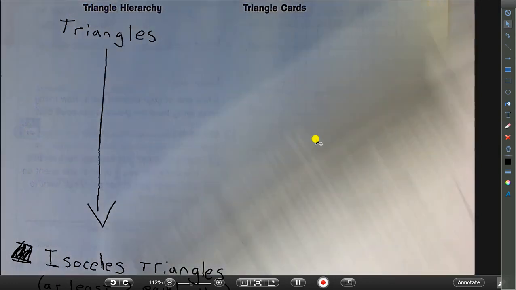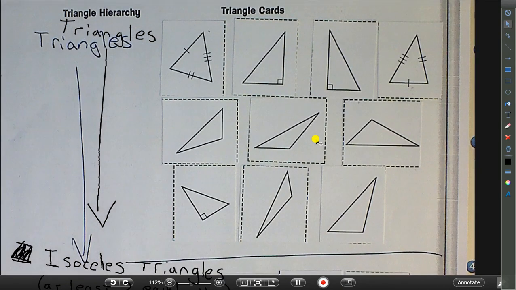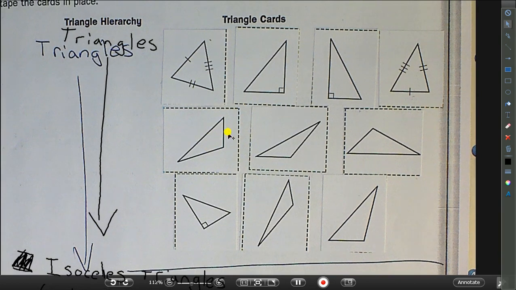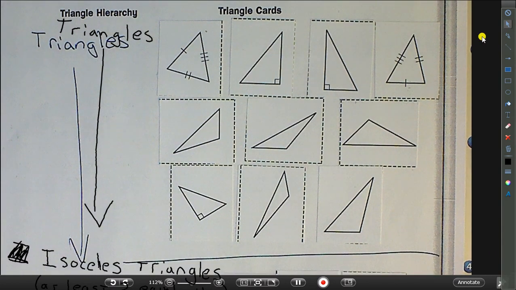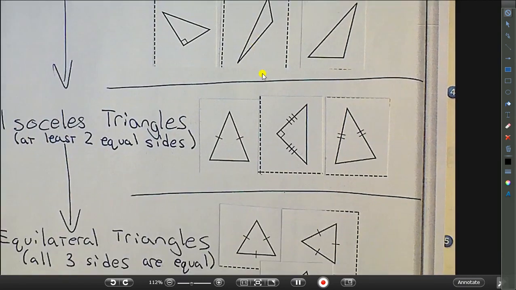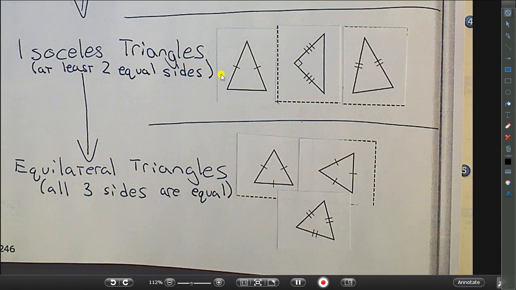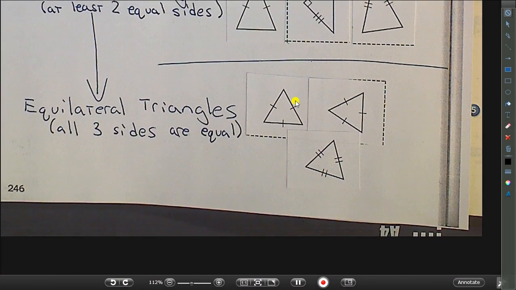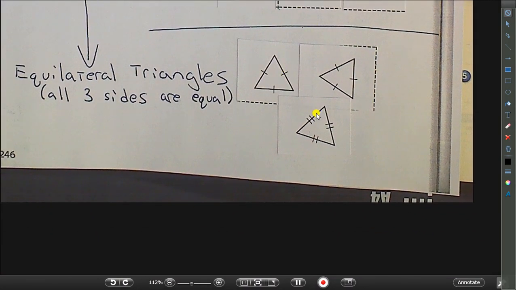All right, hopefully that was enough time. So here is the new page, or my page, and I guess I need to get rid of all of the writing. There we go. So I'll start at the bottom. Originally all of the cards would have started here. They were all triangles. Some became isosceles, meaning they had 2 or 3 equal sides, and then some of those got filtered down even farther to all 3 sides equal.